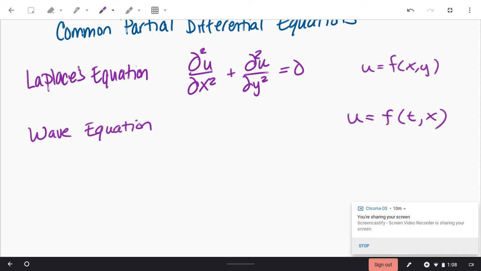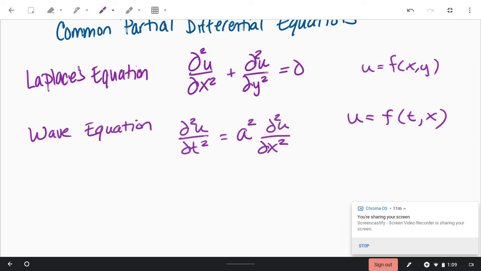So you can think of, like, plucking a guitar string. How much that string vibrates is a function of how far it is from your finger and how much time since your finger plucked it. Okay, that's kind of a cool one. Your second partial of u with respect to t is equal to some constant, and we square the constant just because it works out better.